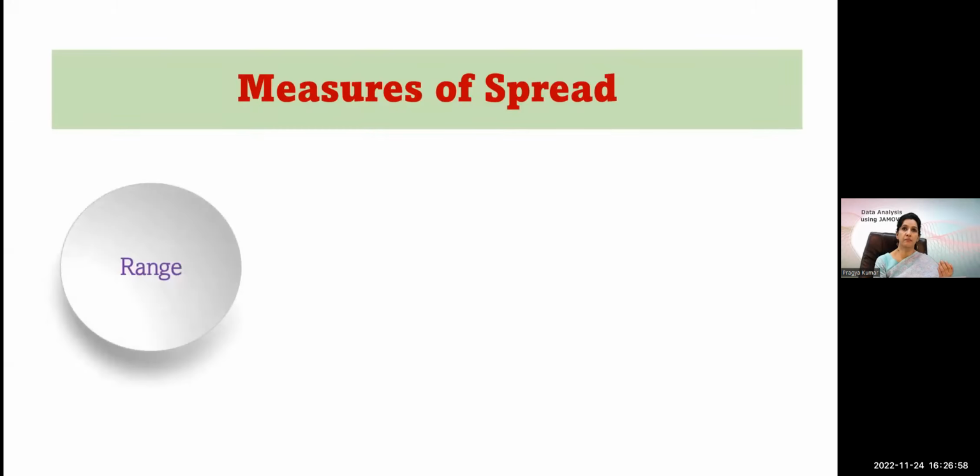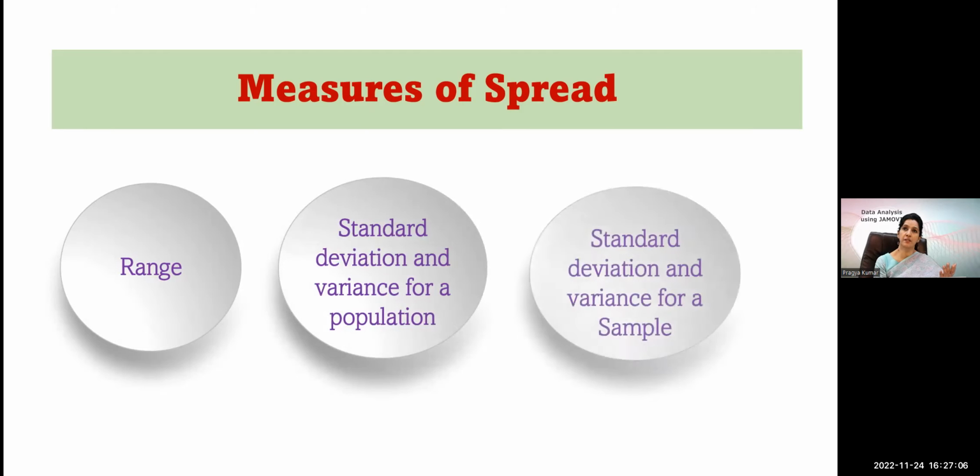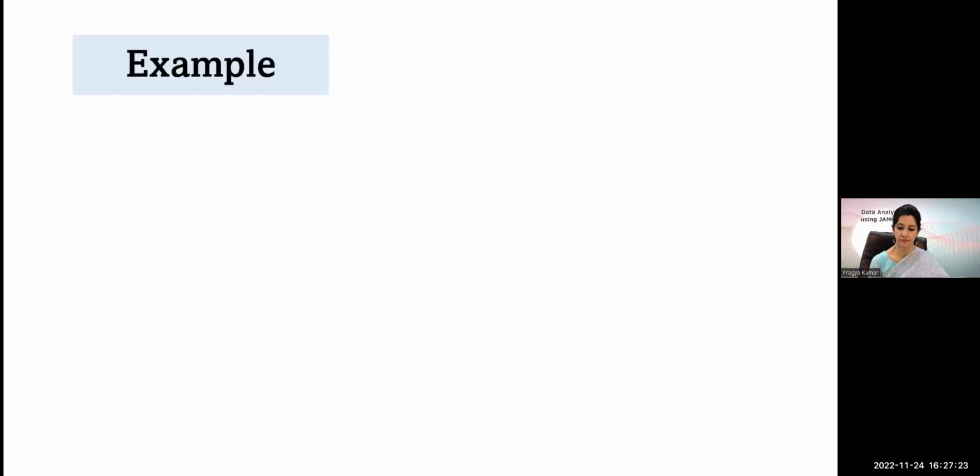Coming to the measurement of spread, spread can be measured by the range, which is the maximum and minimum value, the standard deviation and variance of a population, and the standard deviation and variance of a sample. This variance concept we will learn more about in ANOVA, the analysis of variance. But right now, just understand that the square of the standard deviation is the variance.